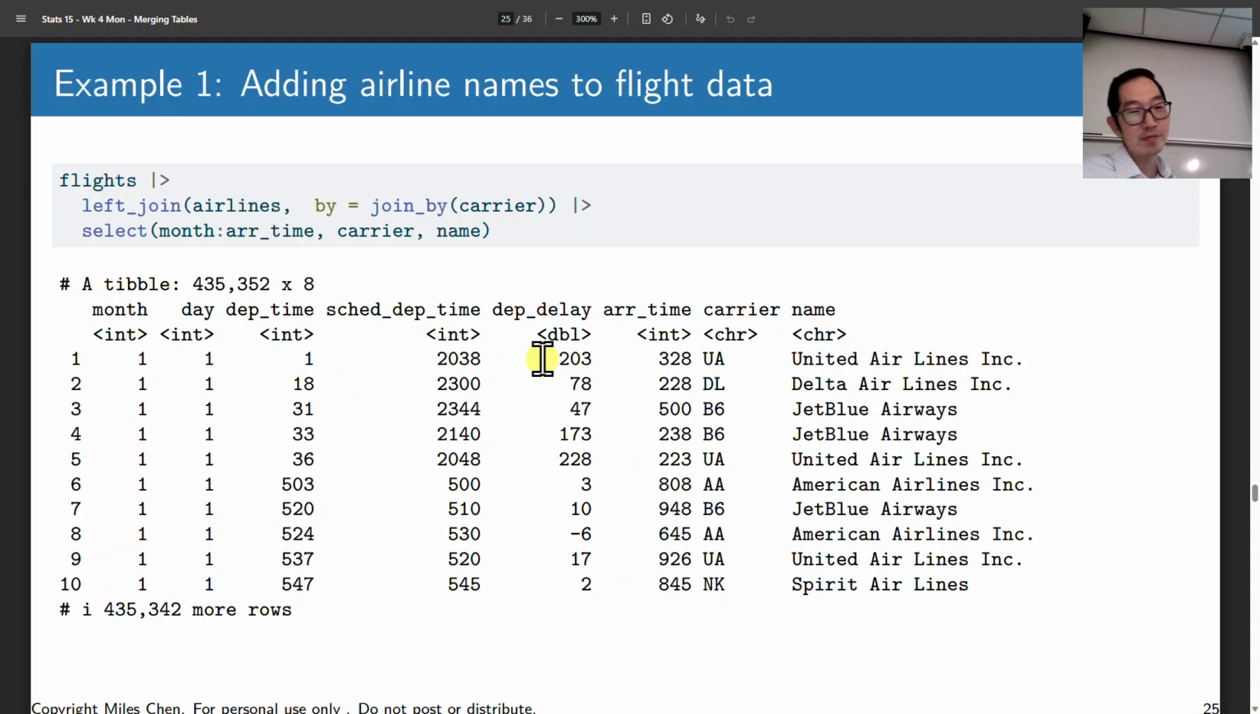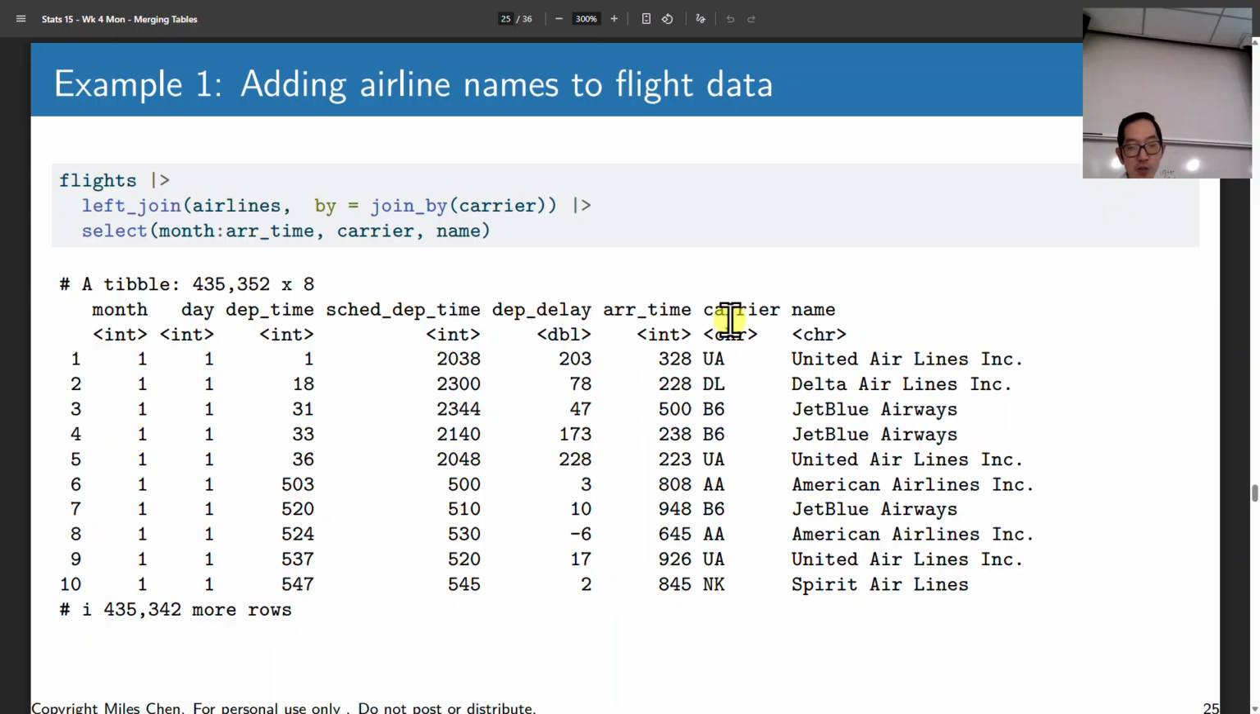And so anyway, let's say we wanted to take our flights table and we wanted the name of the airline. I'm blanking out here. All right, so flights would be our fact table. Airlines is our dimension table. So we do flights. We want to join in information from there. How are we doing that? We just do join by carrier, okay?